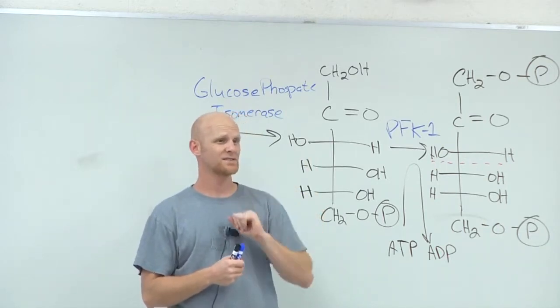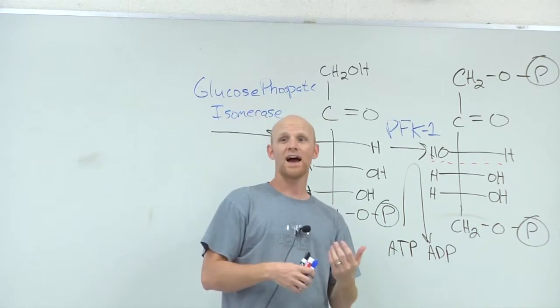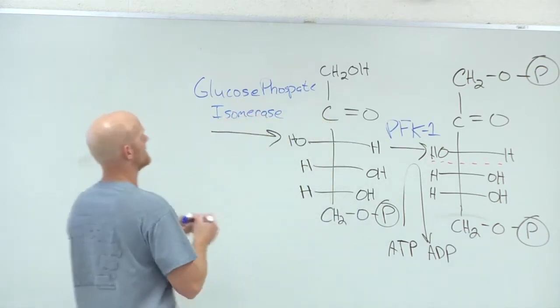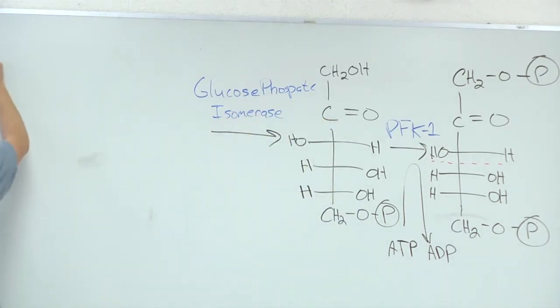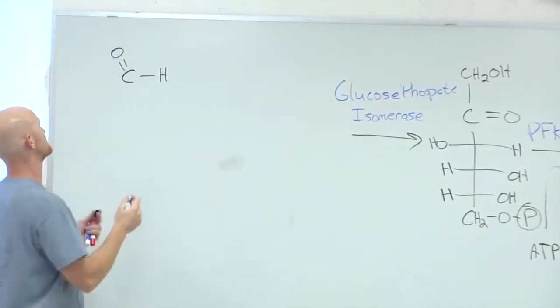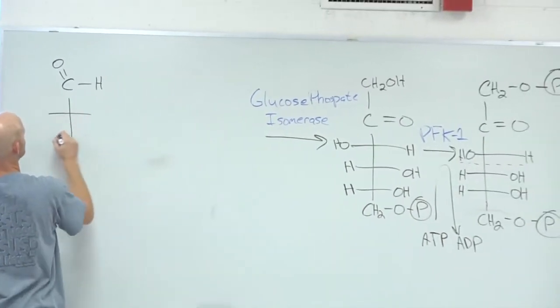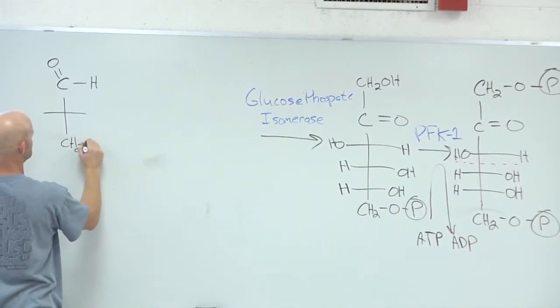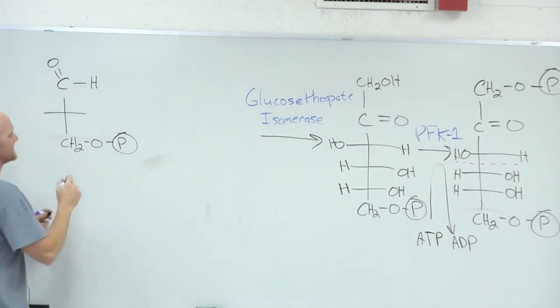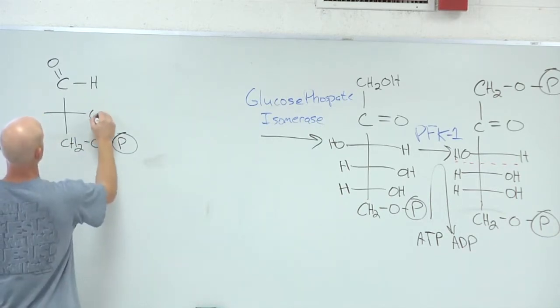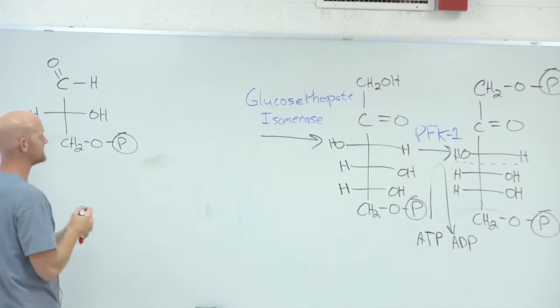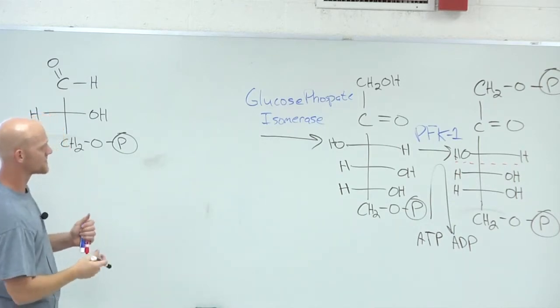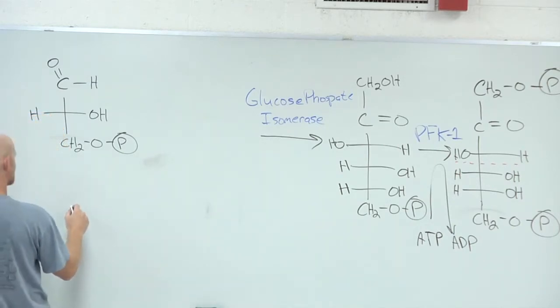Glyceraldehyde 3-phosphate and dihydroxyacetone phosphate. So they're both 3 carbons. What do you suppose glyceraldehyde 3-phosphate looks like? Sweet, it's an aldehyde. And what do you suppose it looks like at carbon 3? Good, it's got a phosphate. And at carbon 2, so there's our glyceraldehyde 3-phosphate, dihydroxyacetone phosphate.